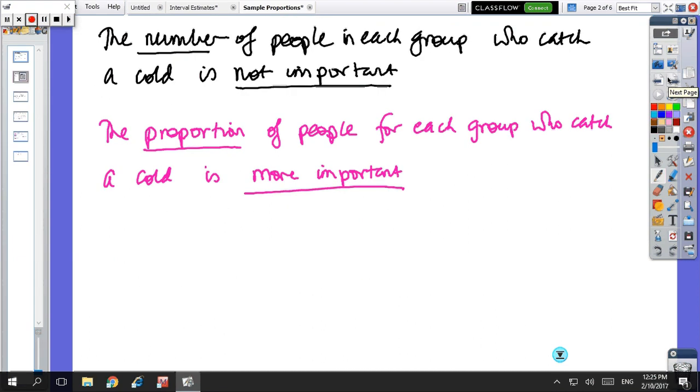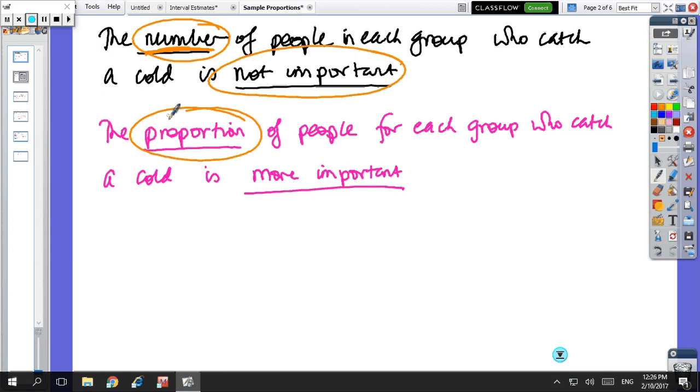First of all, the number of people who catch a cold is not important, because the group size could be 1 million and only one person caught a cold. But if there were 2 people and one person caught a cold, then that's more significant. So the number of people is not important. It's the proportion of people, and the proportion could be written as a fraction, a decimal, or a percentage. The proportion of people who catch the cold is the most important thing. So let's have a look at an example with these numbers.